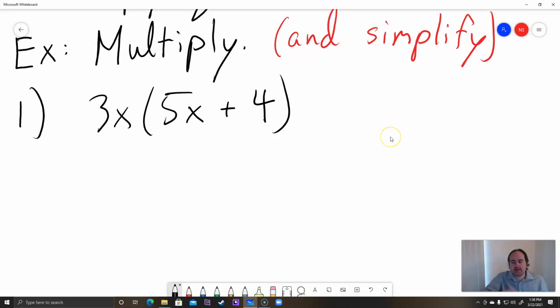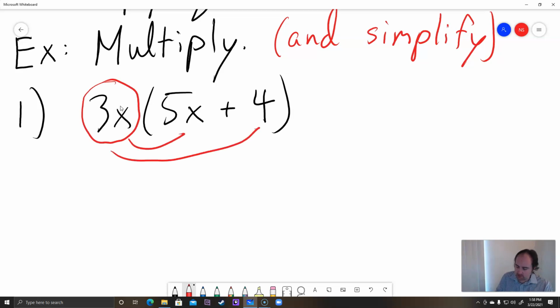So this is a pretty easy one because it's actually got a polynomial with just one term right here, the 3x. That's called a monomial. And that's multiplied times a polynomial with two terms. So all you have to do here is just distribute. We're going to distribute the 3x to each of those terms. All right, so all we do is distribute.